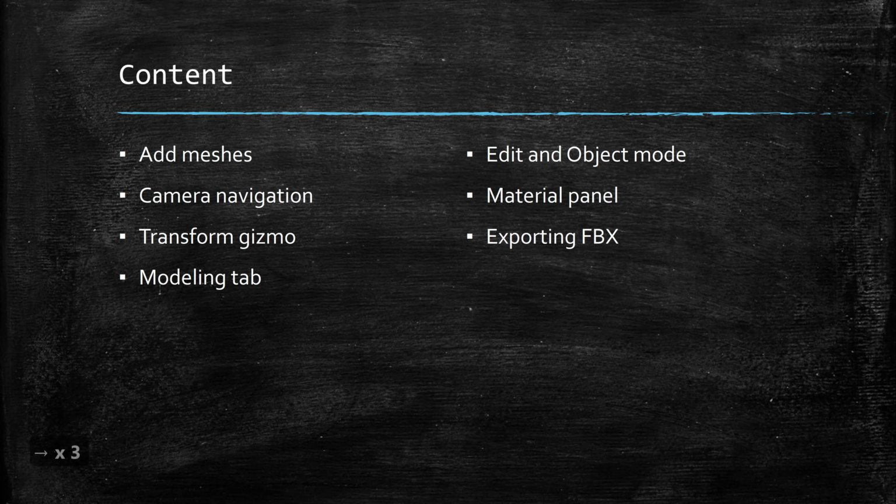The content we're going to cover is adding meshes, camera navigation, gizmo, modeling tabs, edit and object mode, material panels, and lastly exporting. This gets you from a cube to Unity. That's what we are trying to achieve at the end of this course.